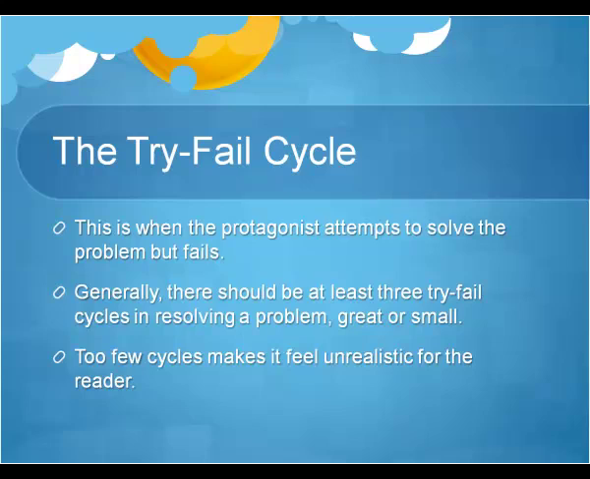So the first try-fail cycle might be trying the diplomatic way. You might just try to go out and reason and talk with them. That doesn't take much effort, doesn't take much thought. They just kind of say, we're going to try this. You never know, it might work. If you want to have an interesting story, it doesn't work.